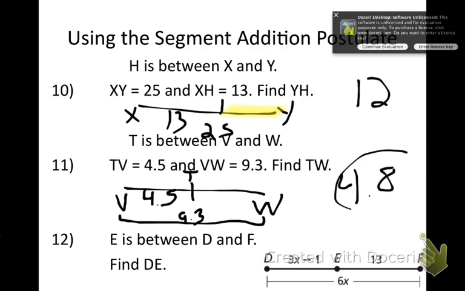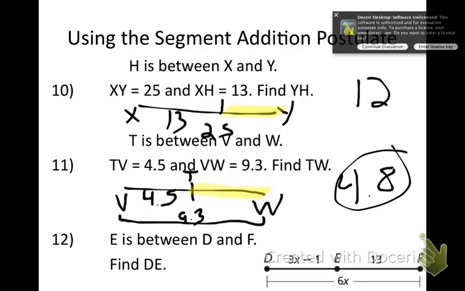That'd be another subtraction one. Okay, because you're trying to find the other part of the line. You have to subtract them. Again, visualize, think about what you need to see. 12. E is between D and F. Find DE. Again, I know the whole is 6x. What equation might I set up here?